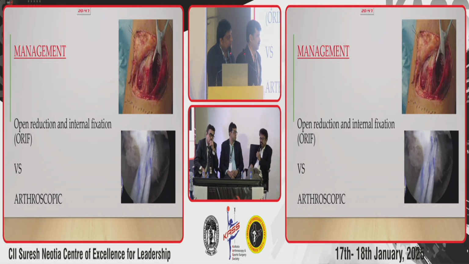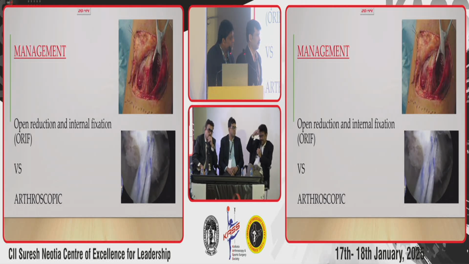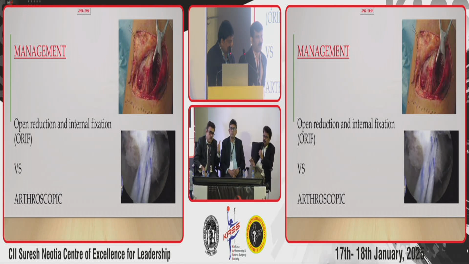If it's a big chunk, it's significantly displaced, then you decide to do operations. My favorite is the direct posterior approach, open approach, and nice fixation, just like any other big intra-articular segment fractures. Because there is a significant amount of pull fracture, and you can jolly well fix it with 1 or 2 screws in proper direction if you go from the back, posterior. Yeah. If it is comminuted, then there is a role for arthroscopic and non-screw fixations.